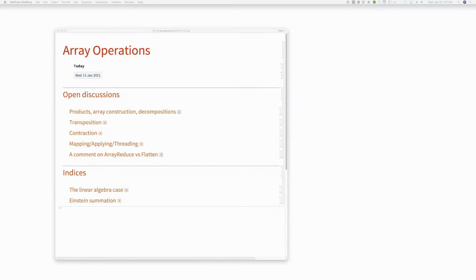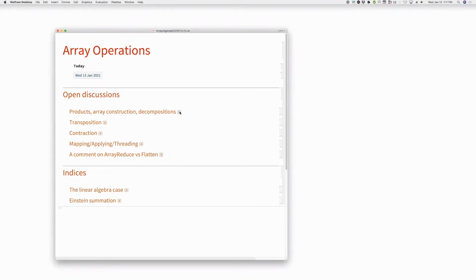All right, hi everyone. We are looking at some design questions to do with arrays for Wolfram Language. This is a continuation of some meetings that we had a few months ago, working towards streamlining how one deals with arrays.